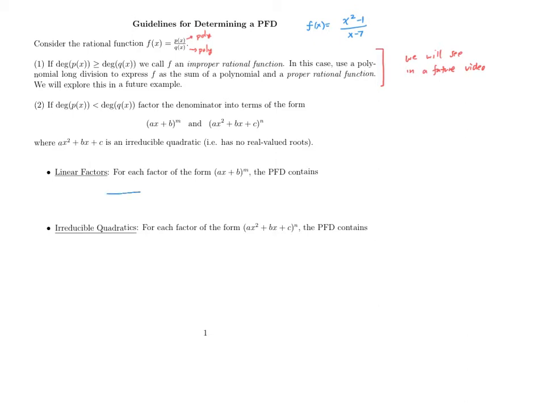We'll have something over ax plus b, something over (ax plus b) squared, all the way up to something over (ax plus b) to the nth. The idea being that each and every factor of q contributes to a term of our partial fraction decomposition. And these different powers of ax plus b are all different factors of q.